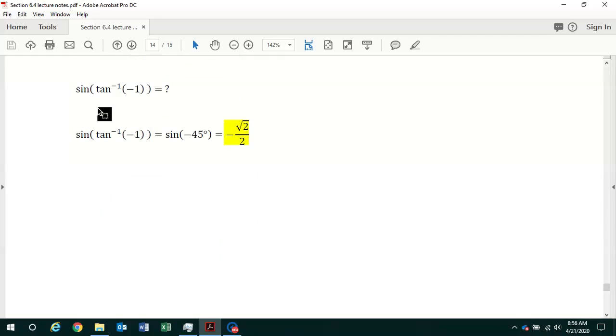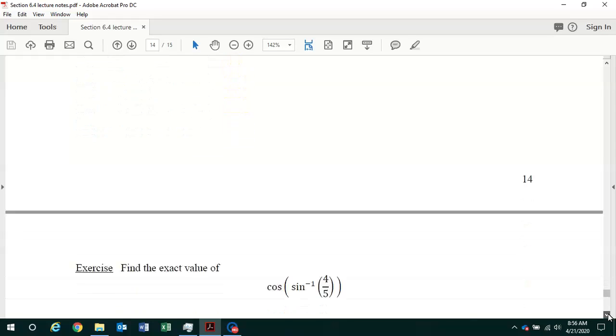And lastly, you have to find the sine of the inverse tangent of -1. Well, from page 6 of your note packet, the inverse tangent of -1 is equal to -45 degrees, and using the unit circle, we know the sine of -45 degrees is equal to minus square root of 2 over 2. So this composite up here is equal to minus square root of 2 over 2.